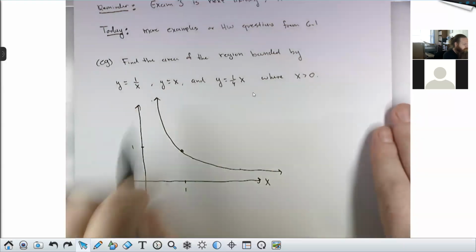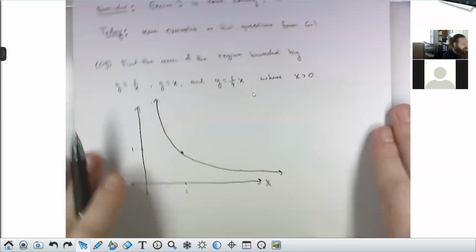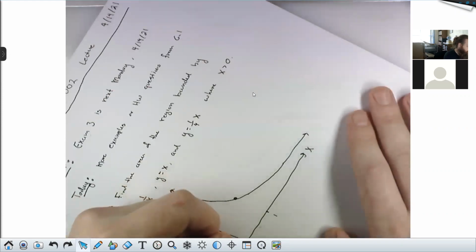And we know what y equals x looks like. Y equals x is a line with slope 1 going through the origin. It also goes through 1, 1.